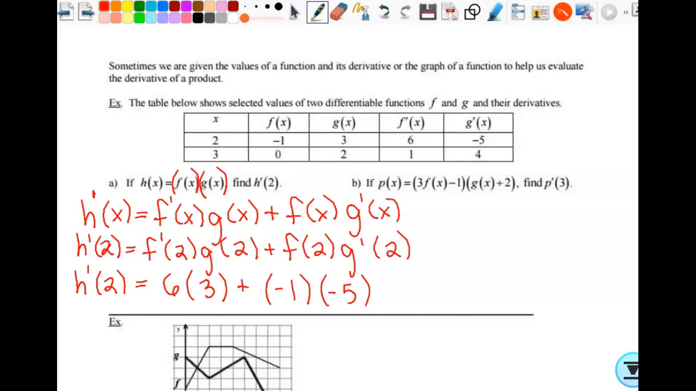There was a question a couple years ago, and it involved doing 3 times negative 2. And no, it was negative 3 times negative 2. And you wouldn't believe how many kids told me that was negative 6.